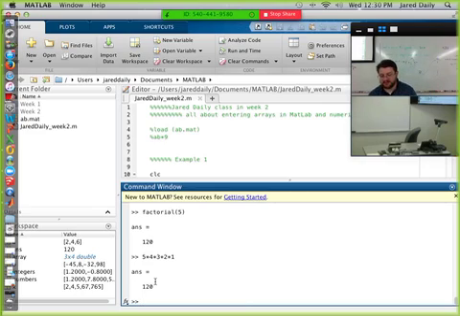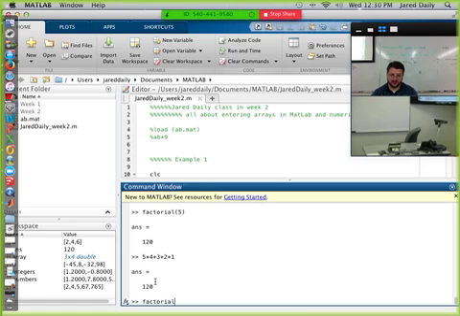It's not so easy to map out when you have a factorial of 5.5, for example. 5.5 times 4.5 times 3.5, and so on and so forth. But that's okay because MATLAB knows how to do this.